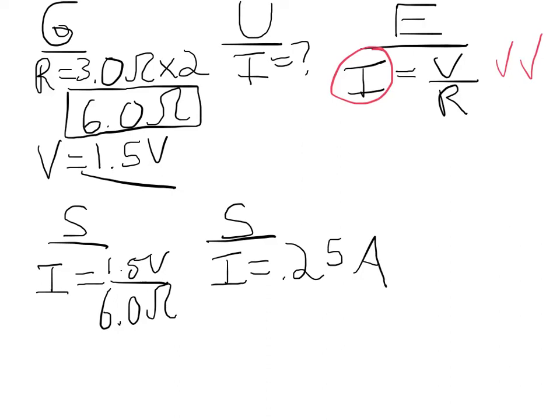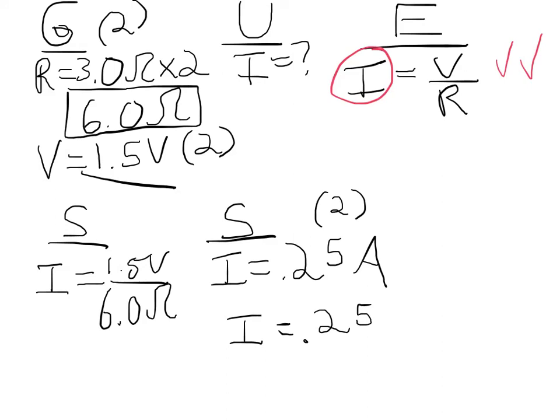Making sure we use proper sig figs. Our resistance had 2 sig figs, the voltage also had 2 sig figs, so that means that our answer has to have 2 sig figs, and it definitely does. So writing it a little clearer, a little neater this time, the current would come out to be 0.25 amps.